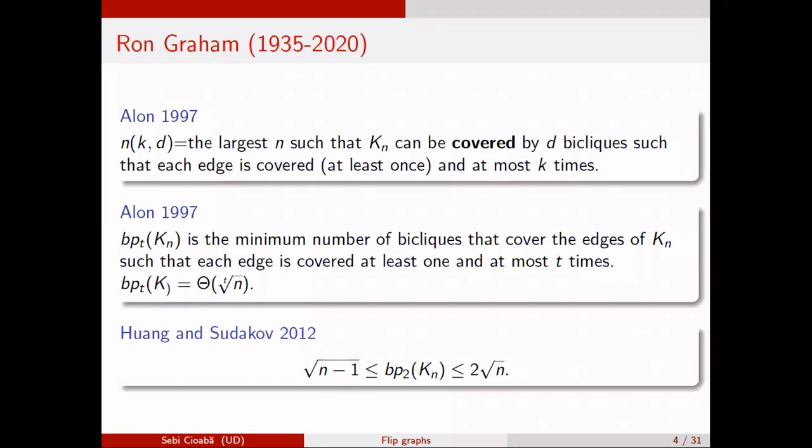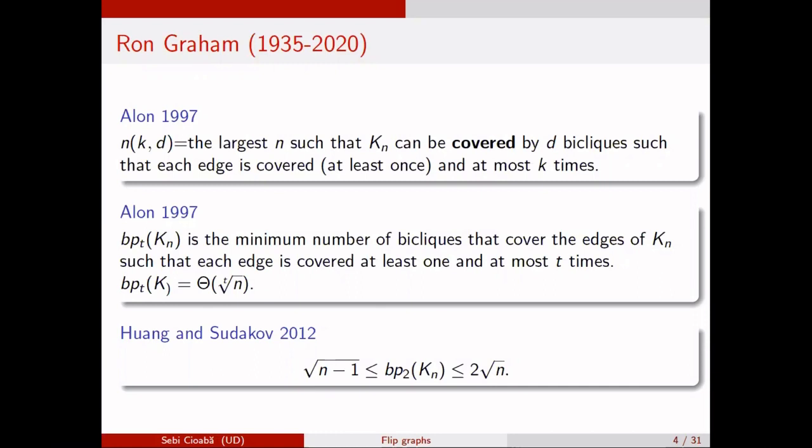So Alon, in his paper in 97, introduced this parameter BP_t(K_n), which is the minimum number of bicliques that cover the edges of K_n, such that each edge is covered at least once and at most t times. Of course, t equals 1 is what Graham and Pollack studied, and for t equals 1 you get n minus 1. Sorry for the typo here, but for general t, Alon proved that this parameter behaves like the t-th root of n.